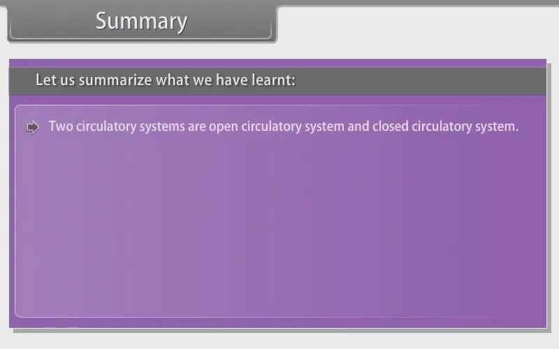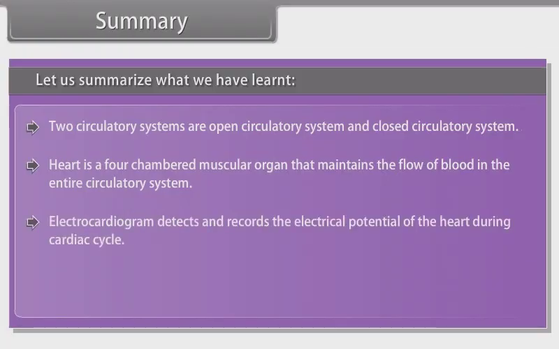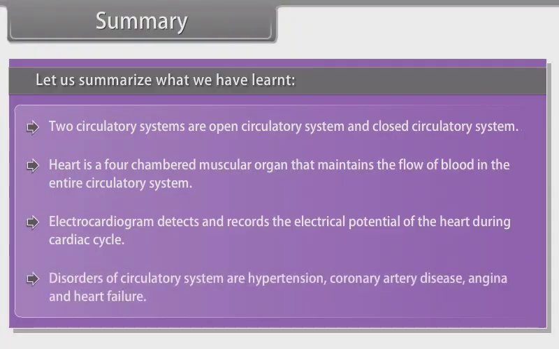Two circulatory systems are the open circulatory system and the closed circulatory system. The heart is a four-chambered muscular organ that maintains the flow of blood in the entire circulatory system. Electrocardiogram detects and records the electrical potential of the heart during the cardiac cycle. Disorders of the circulatory system are hypertension, coronary artery disease, angina and heart failure.